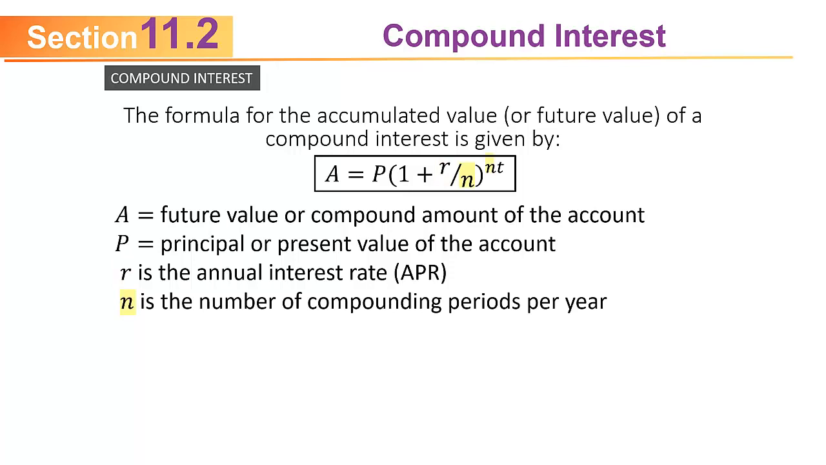Little n is the number of compounding periods per year. This only comes into play for compound interest. There is no compounding with simple interest, so this is a new variable. And little t is the time in years, just as it was for simple interest. So basically, we only have one new variable, and that's little n, which is the number of compounding periods per year. We have one new variable, and we have the new formula.